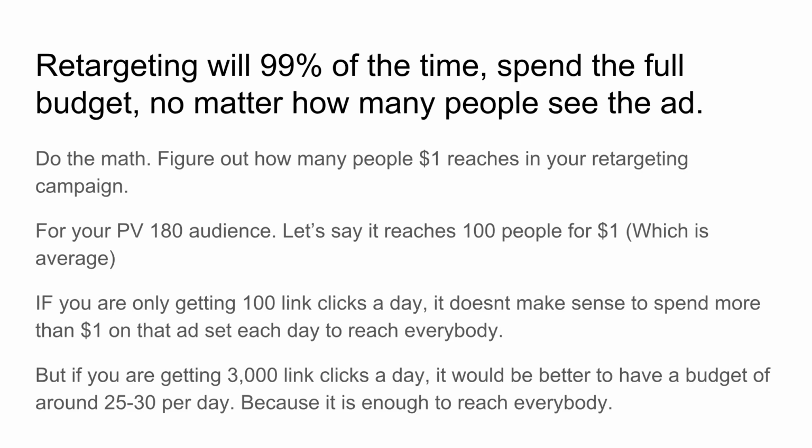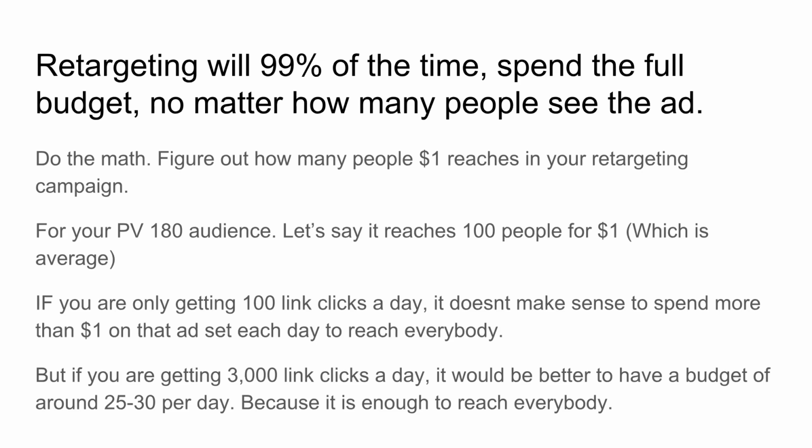I used to just set it to $5 a day and just let it spend, but I wasn't really paying attention. Like, I'm spending $5 to get in front of 100 people, which doesn't make sense. So I started doing the math. I wanted to know how many people $1 reaches in my retargeting campaign on average. And I see across most stores that I grow, you reach about 100 people for $1, maybe a little less, maybe a little more. And I find that to be average.